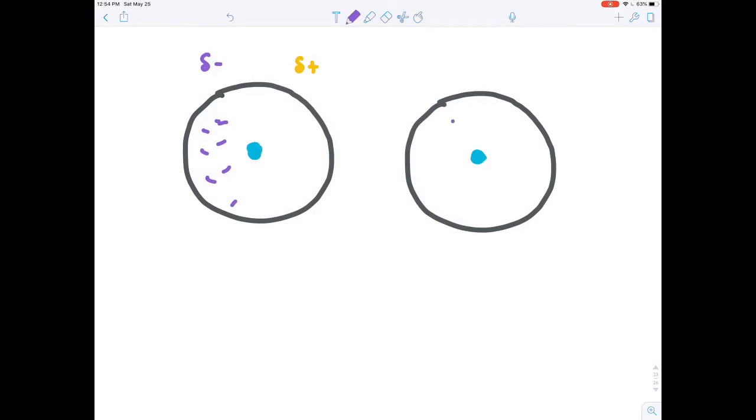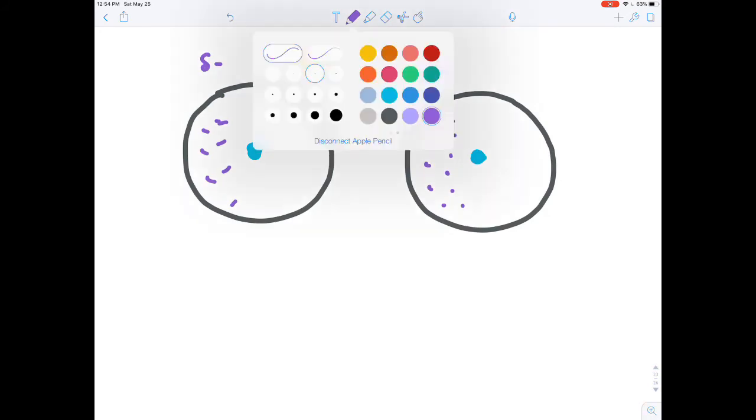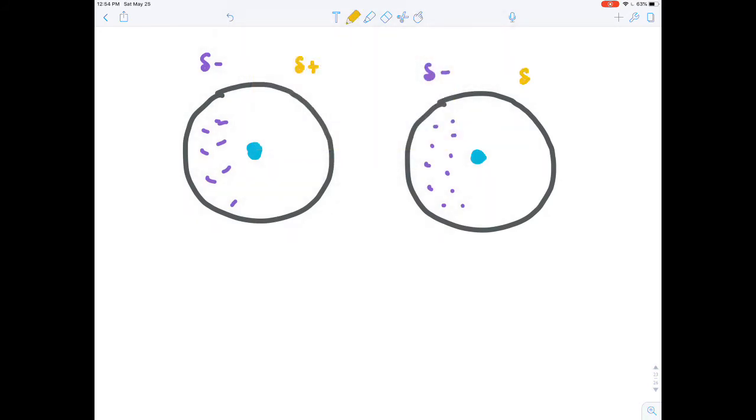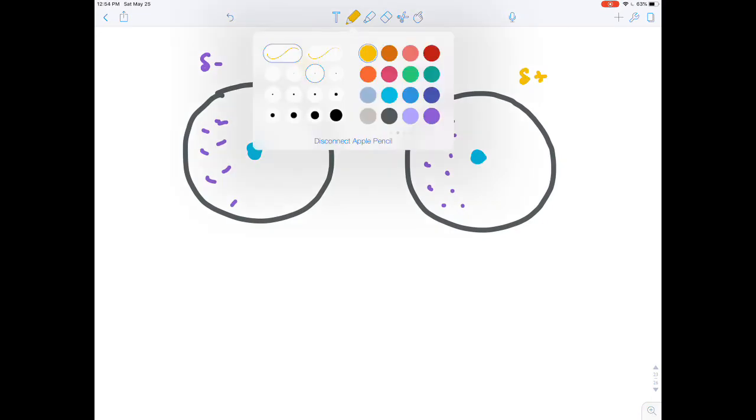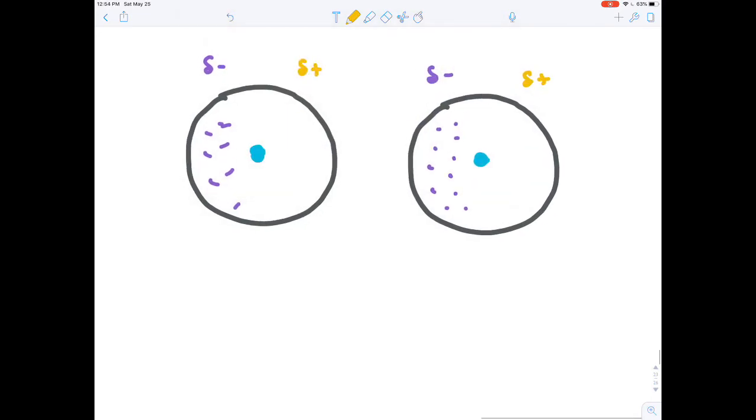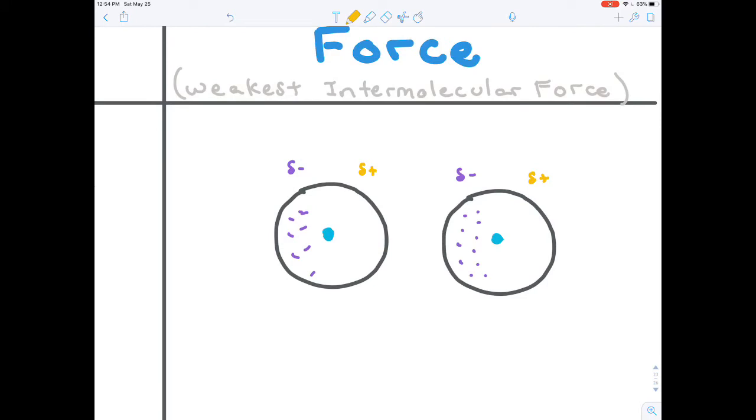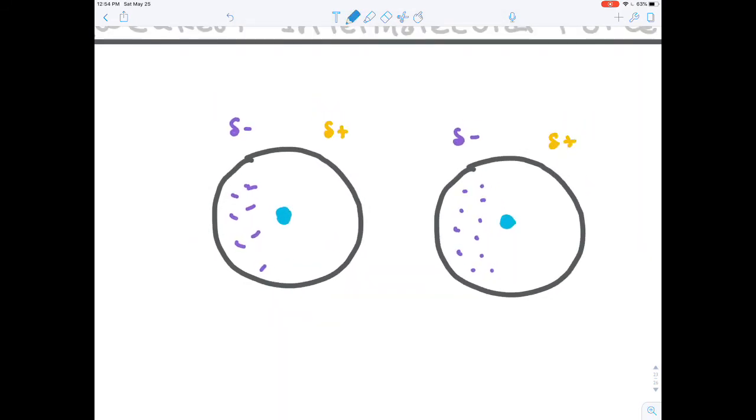Now, if that same thing happens to another atom that's right next door to it, then that side of that atom would also be slightly negative, and the other side would be slightly positive. And the positive side on one would be attracted to the negative side of the other atom, and that attraction would be a London dispersion force. In anatomy and physiology textbooks, you may see that called a van der Waals interaction.